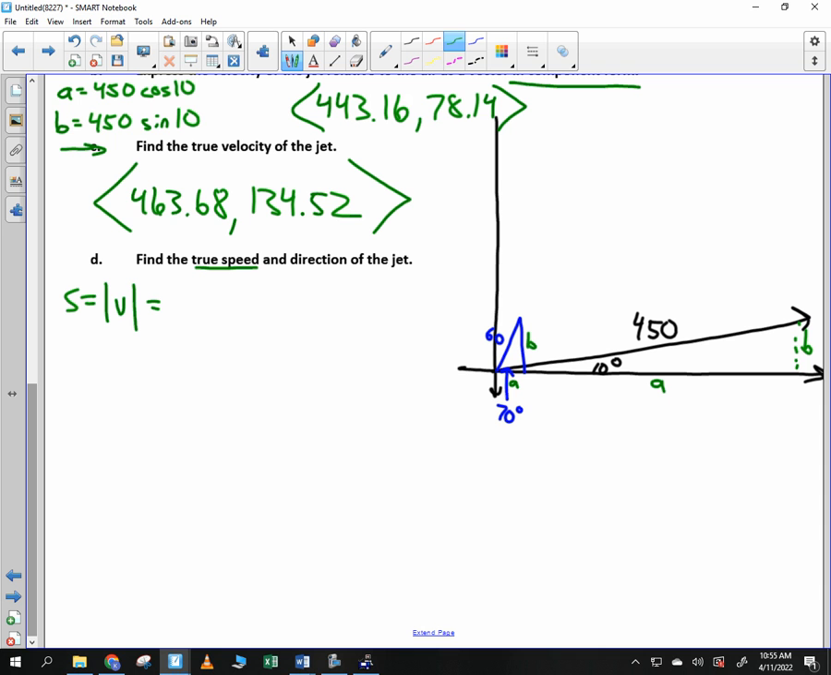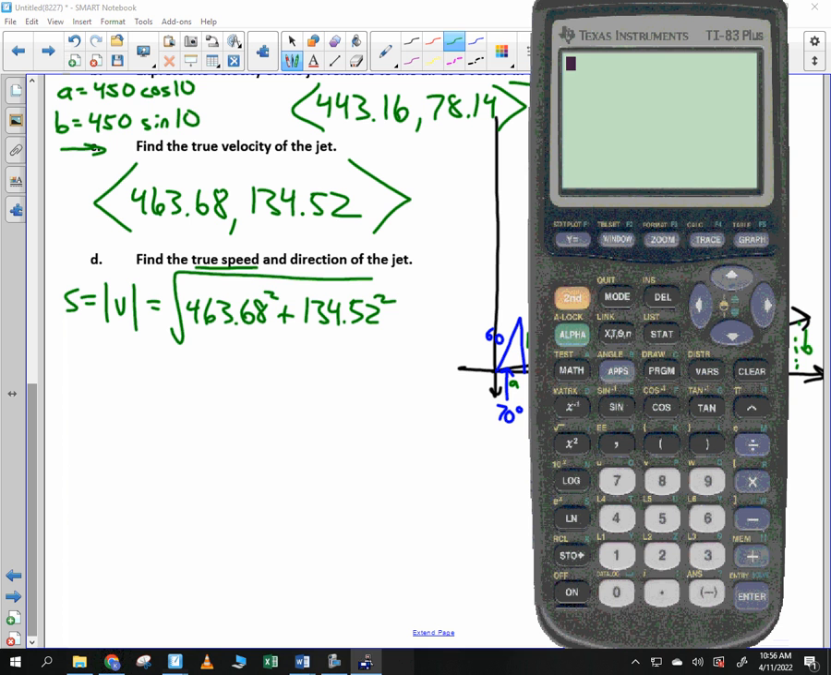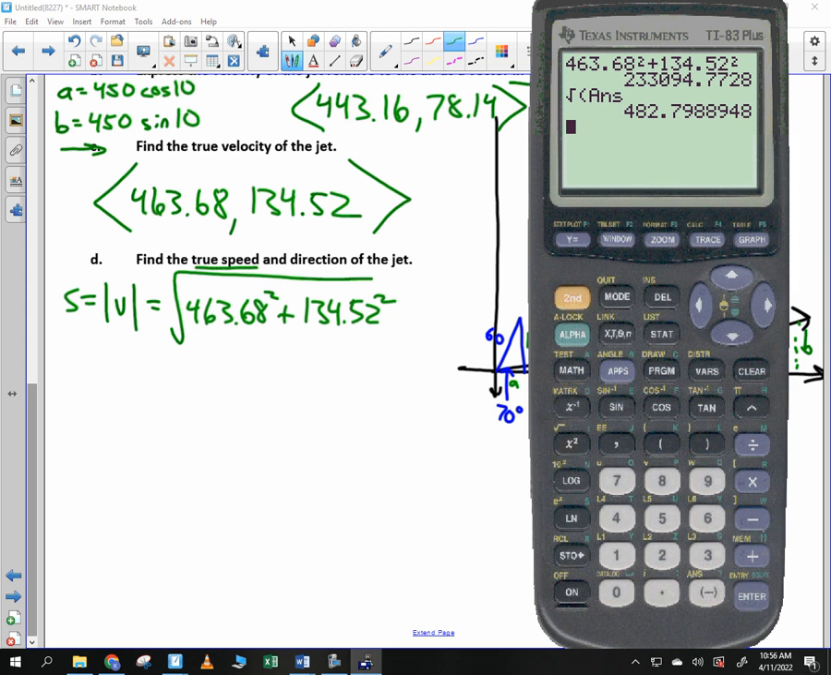Does anybody remember how we find the magnitude of that vector? Yeah. So you take the square root of 463.68 squared added to 134.52 squared. So I'm going to go to my calculator, and I'm going to do 463.68 squared plus 134.52 squared. And I will square root that answer, and I get 482.80.